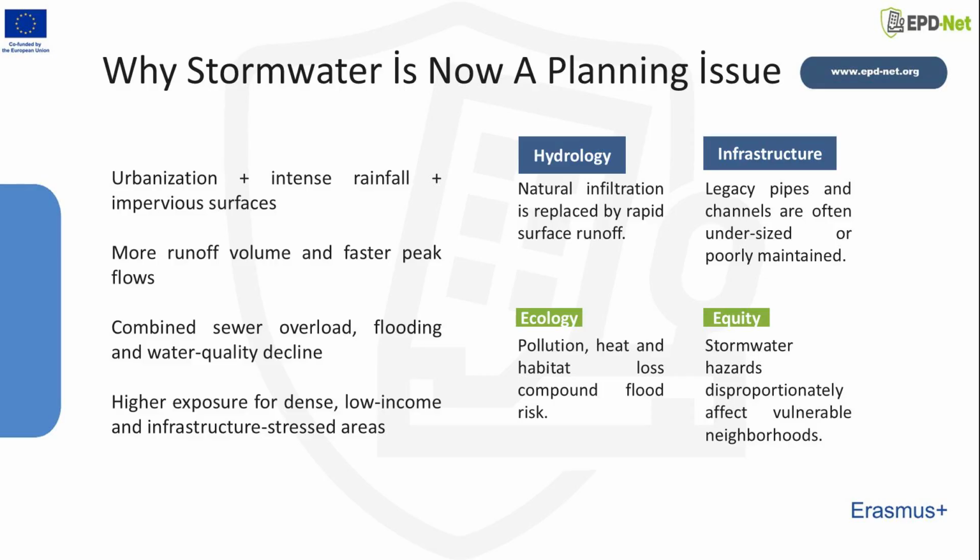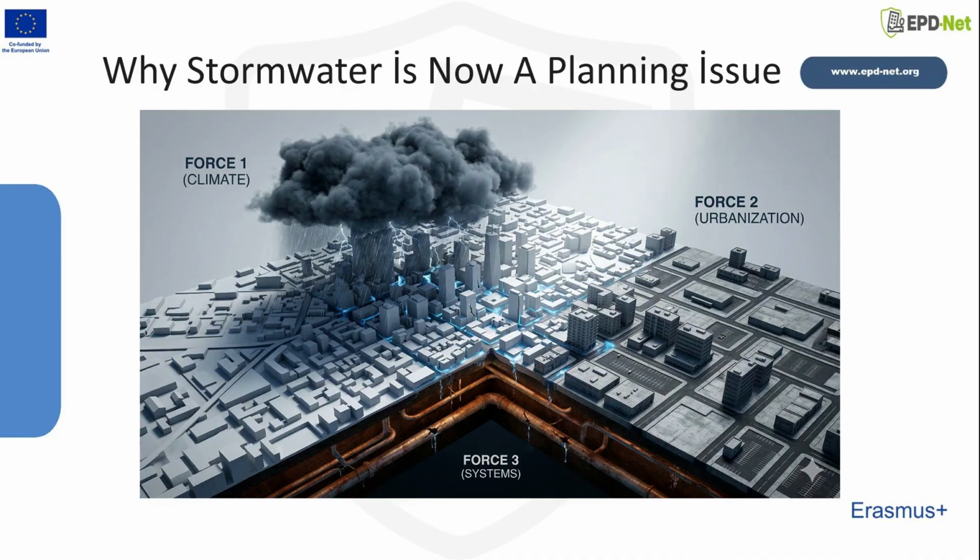Stormwater has become a planning issue because urbanization, intense rainfall, and impervious surfaces are changing the way water behaves in cities. As natural ground is replaced by roads, roofs, and other hard surfaces, infiltration decreases and runoff increases. This means that more water moves across urban surfaces more quickly, creating larger runoff volumes and faster peak flows. At the same time, many cities continue to rely on combined sewers and aging drainage systems that are often undersized or poorly maintained. As a result, flooding, sewer overload, and water quality decline become more likely.